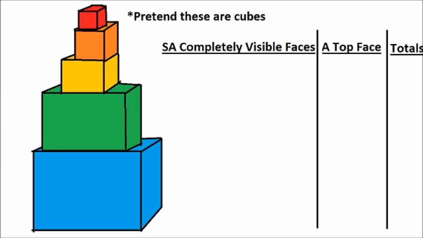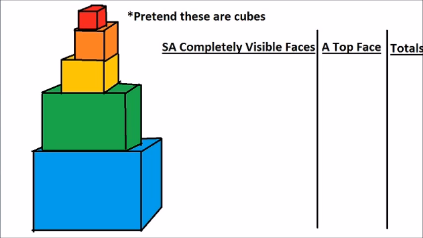As you can see here, I've drawn a model of what each cube being stacked upon each other might look like, and I've also drawn a table. Let's start with the first column, as our table consists of 3 different columns. The first column is the surface area of the completely visible faces on each cube. The second column is the area of the top face of each cube. And the final column is the totals, which you'll see in a moment.